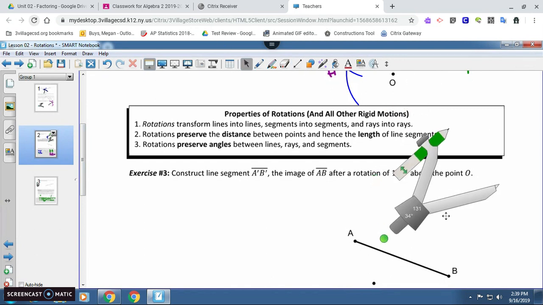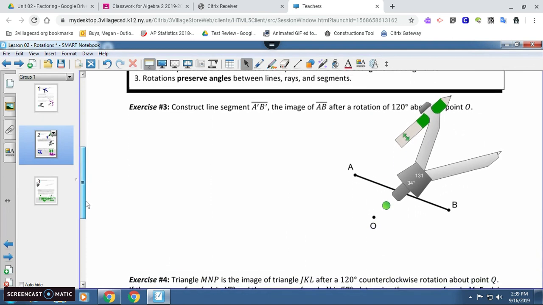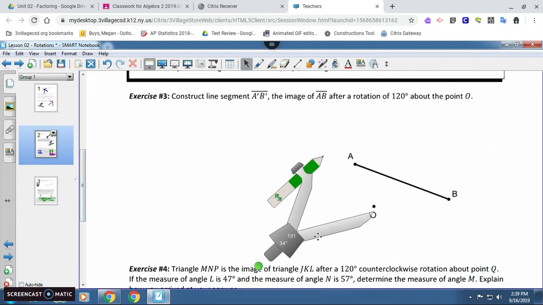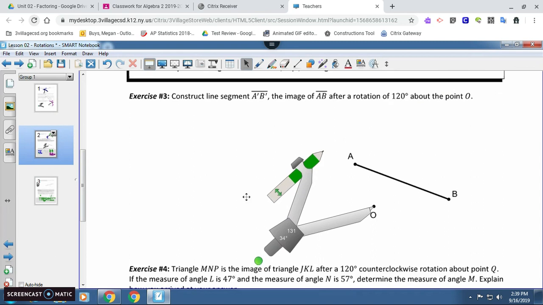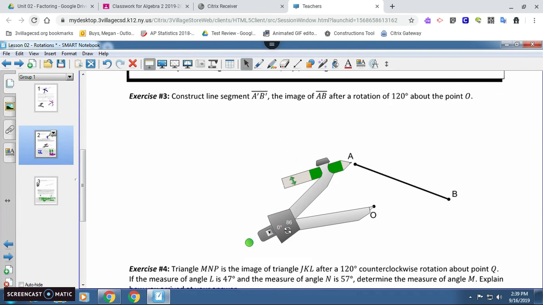Now, in exercise 3, we're going to try to go a little more. We're going to rotate 120 degrees. But if we think about that, 120 degrees is just the same as rotating it 60 degrees twice. So we're going to do the same kind of construction. We're going to start at O because that's the center. We always start with our clear piece at the center. We're going to stretch to A.